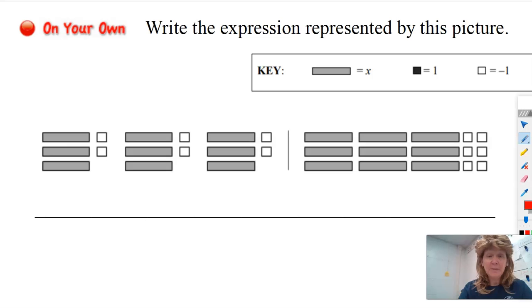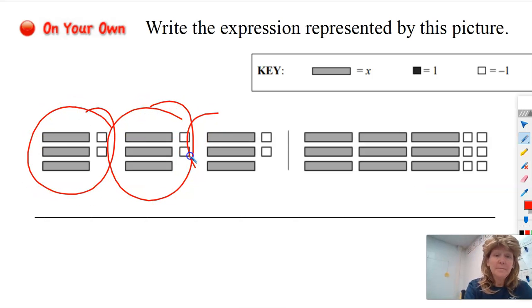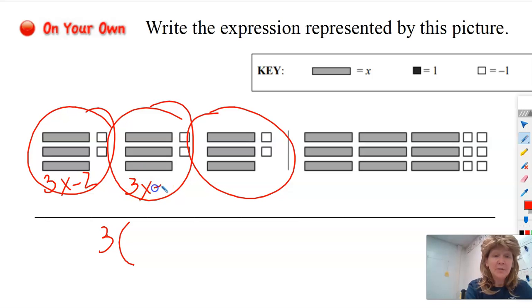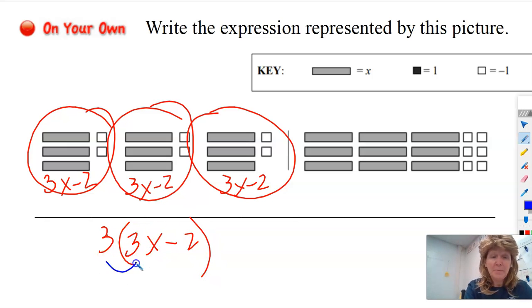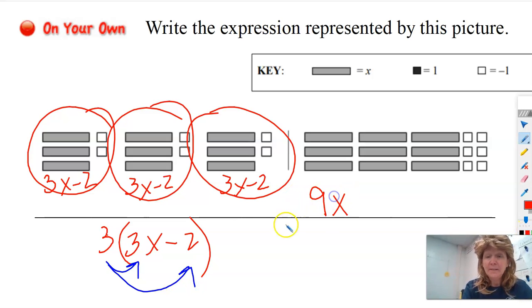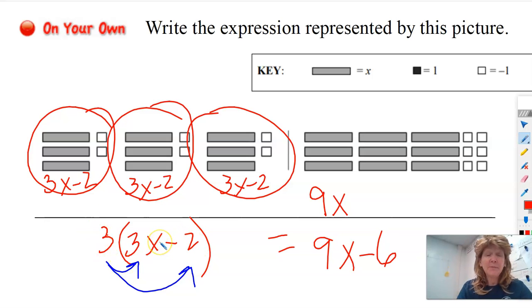So first count the groups, and then write the expression with parentheses, and then write the expression without parentheses. So notice, 3 groups, and there's 3x minus 2 inside each group. 3 times 3x minus 2. When I use the distributive property, I multiply 3 times 3x to give me 9x. Oops, I need to put that down here. Minus 6. 3 times 2 is 6, and I'm subtracting.